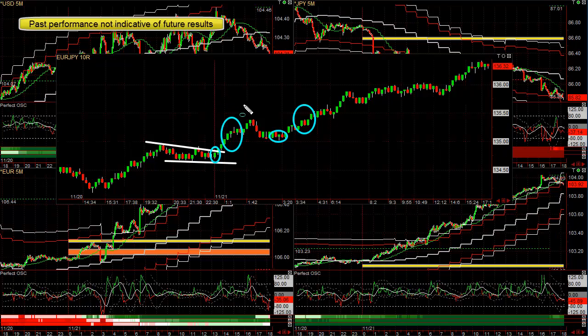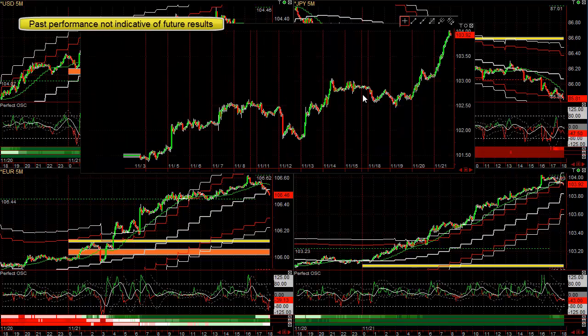If you are looking to buy a pullback in the euro, or euro-yen in this case, if you're watching the euro chart and it's not going up, well, you might want to get out. If you buy the euro-yen, you want the euro chart to be going up, the yen index to be going down. It's that simple.